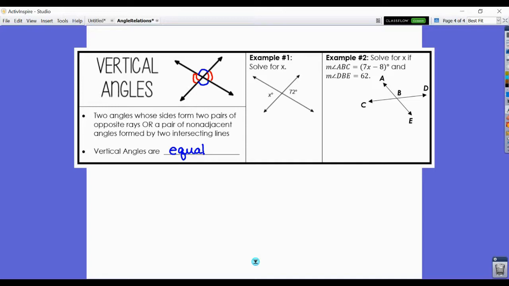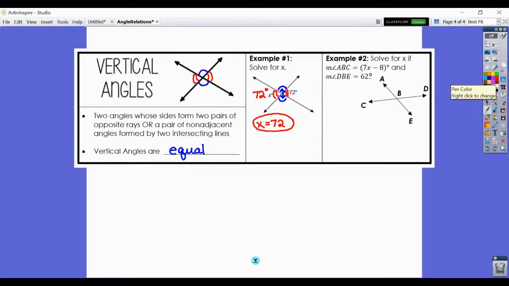For example one, we want to solve for x. So again, I go ahead and find our vertical angles. We got the left and right vertical angles, and the one up top and the one on the bottom. Kind of across the way from each other. They're not touching, they're non-adjacent, they're not next to each other. They're across from each other, to be honest. So, my setup for x here is that x is going to be equal to 72, the angle across the way. Vertical angles are always equal. So x in this case is going to be 72.